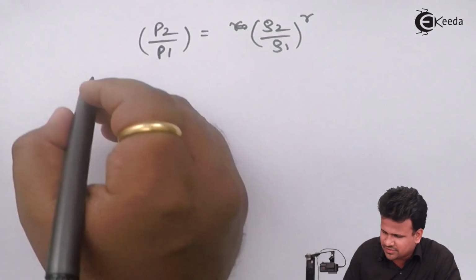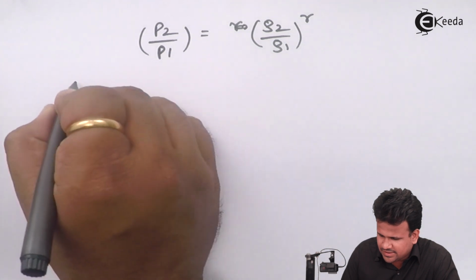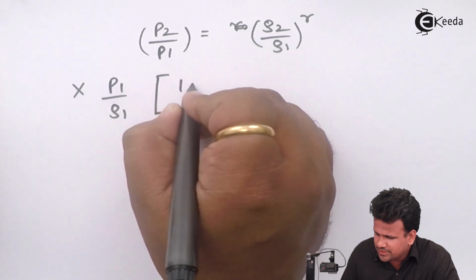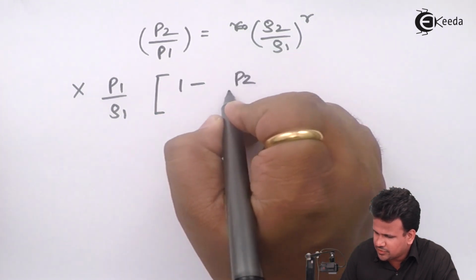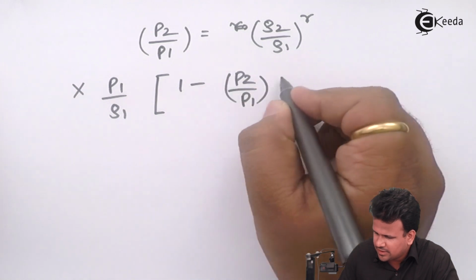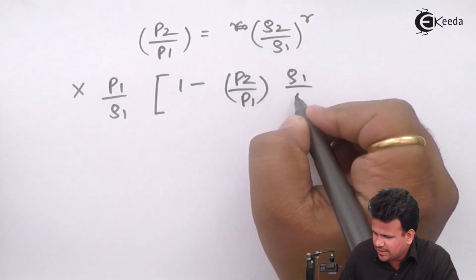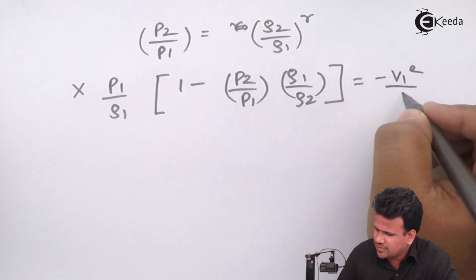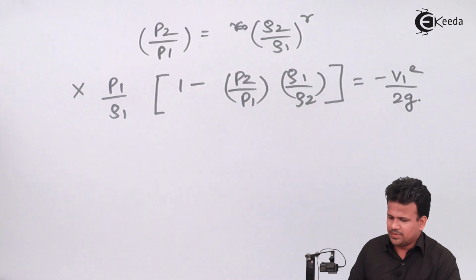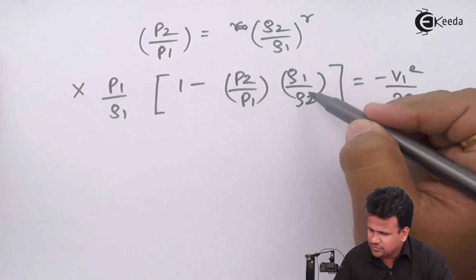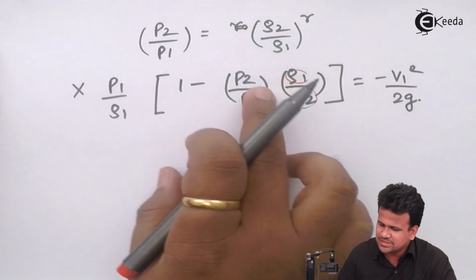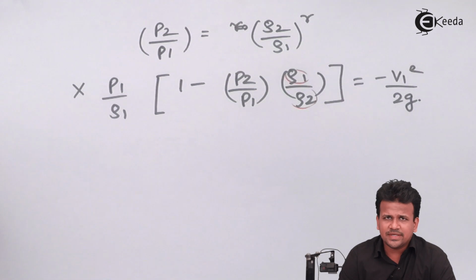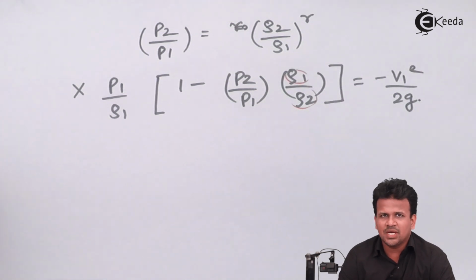So in our previous equation, we had seen that x into P1 upon rho 1 into 1 minus P2 by P1 into rho 1 by rho 2 is equal to minus V1 square by 2g. So over here we have the value of rho 2 by rho 1, which we will substitute in terms of P2 by P1, since we are evaluating stagnation pressure, not stagnation density.